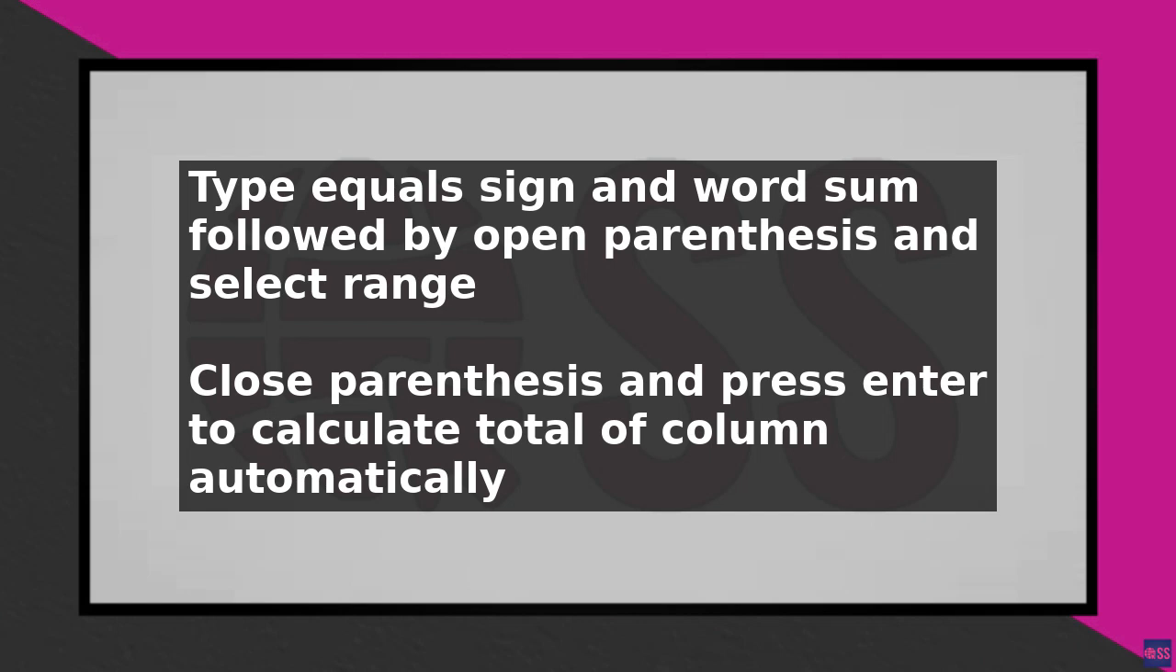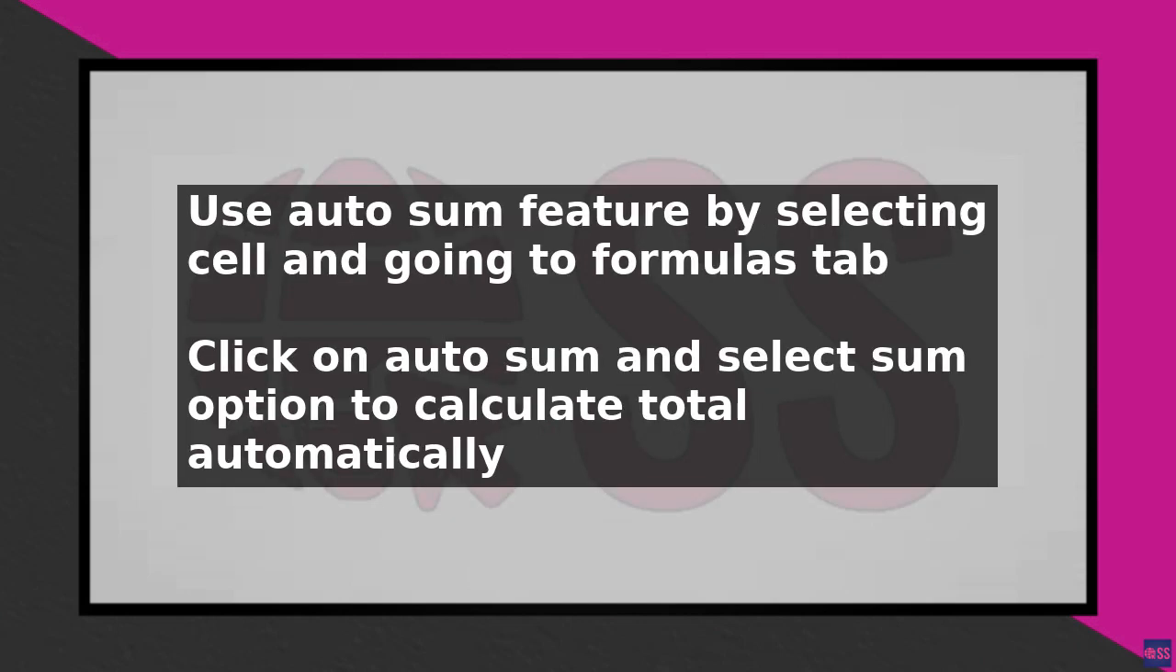Google Sheets will automatically calculate the total of the column and display it in the cell. Alternatively, you can use the Auto Sum feature in Google Sheets. To do this, select the cell below the column where you want to display the total. Then go to the Formulas tab and click on Auto Sum. Select the Sum option and Google Sheets will automatically calculate the total of the column and display it in the cell.